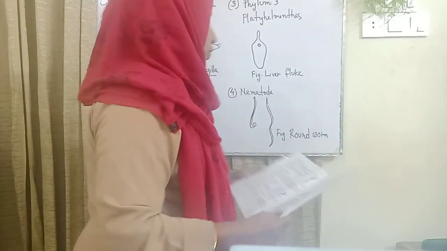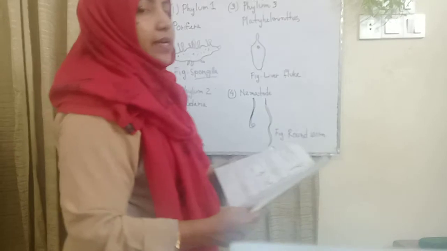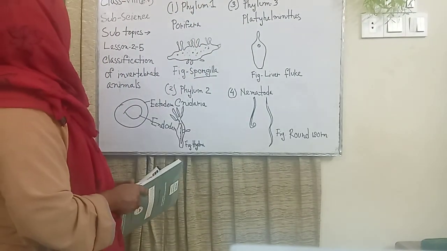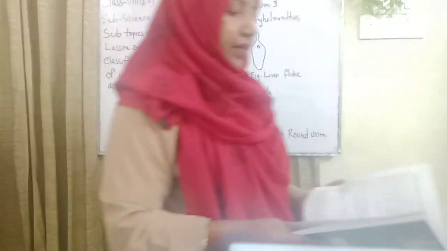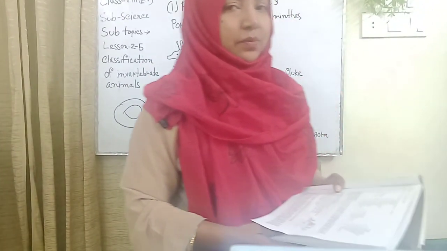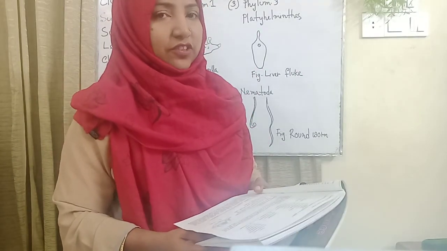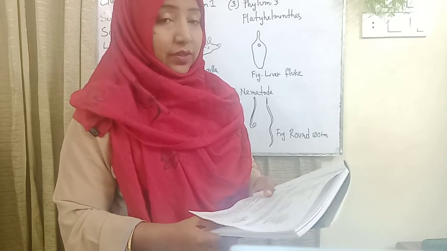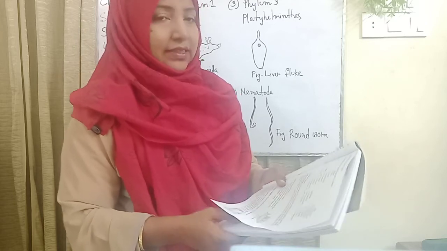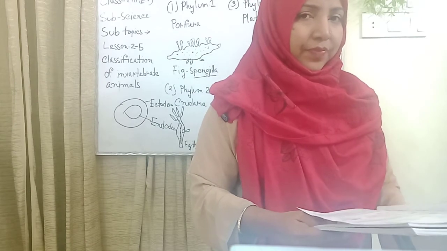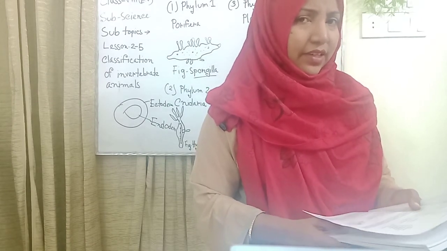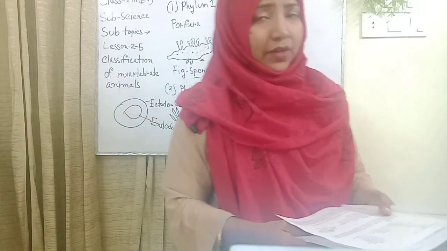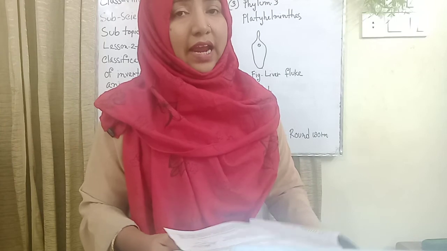My dear students, today I only explain the classification of invertebrate animals. Our first phylum is Porifera, the sponge structure. They bear the general characteristics. The second is Cnidaria. Basically their structure is needle shaped and they have two layers. The first layer is the ectoderm and the other is the endoderm.